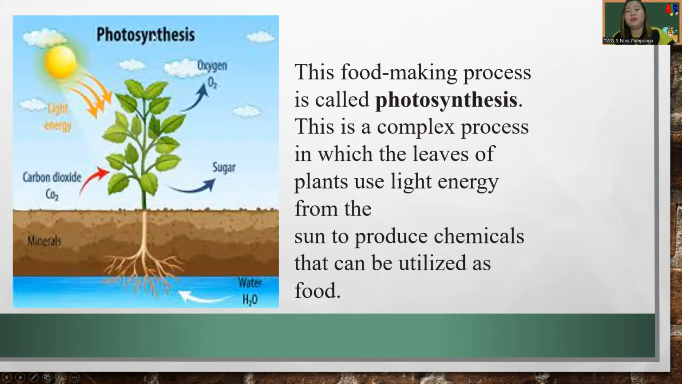And then, this food-making process is called photosynthesis. This is a complex process in which the leaves of plants use light energy from the sun to produce chemicals that can be utilized as food. So, katulad nga ng diniscuss ko kanina, once na inabsorb na ni plant yung light energy ng sun, and of course, yung carbon dioxide and water, makakapag-produce siya ng chemical para sa kanyang pagkain, para ma-utilize niya yung pagkain niya. Okay?